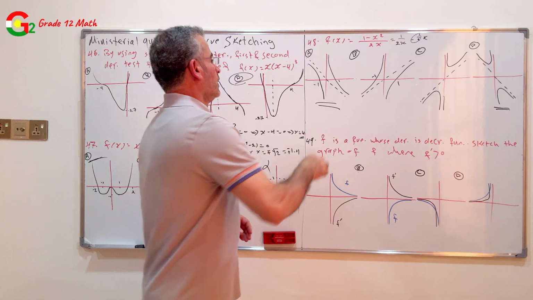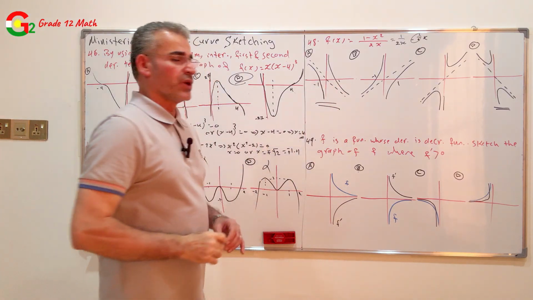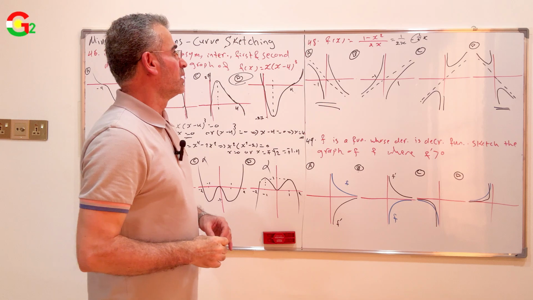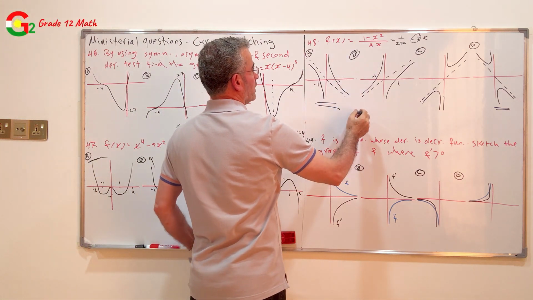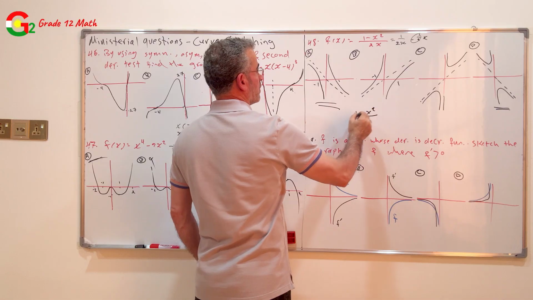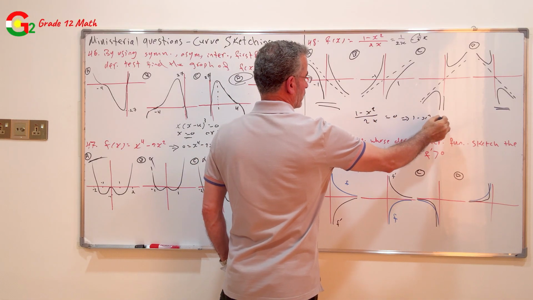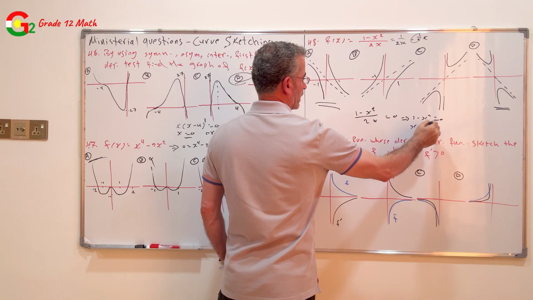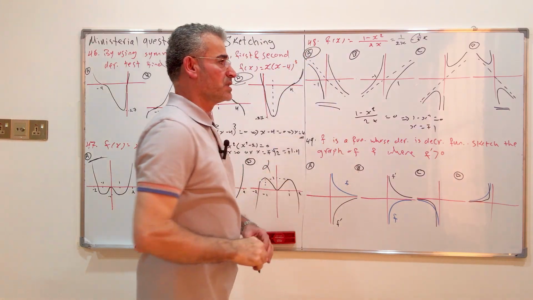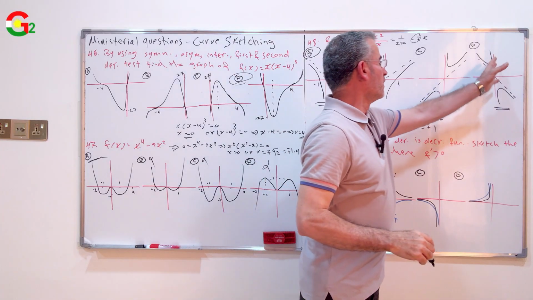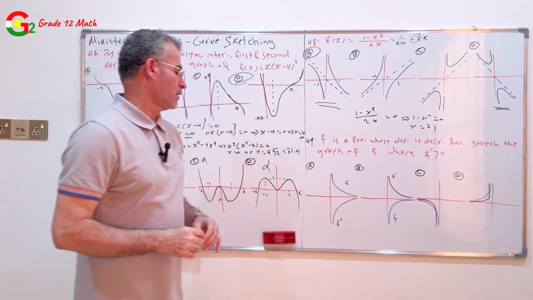Now, in A, we have two x-intercept points, negative 1 and 1. Let us find the x-intercepts from the function. We set (1 minus x power 2) over 2x equals 0. Then 1 minus x power 2 equals 0. Then x equals negative or positive 1. So the right choice is A. But in D, the function has no x-intercept, so it is wrong.